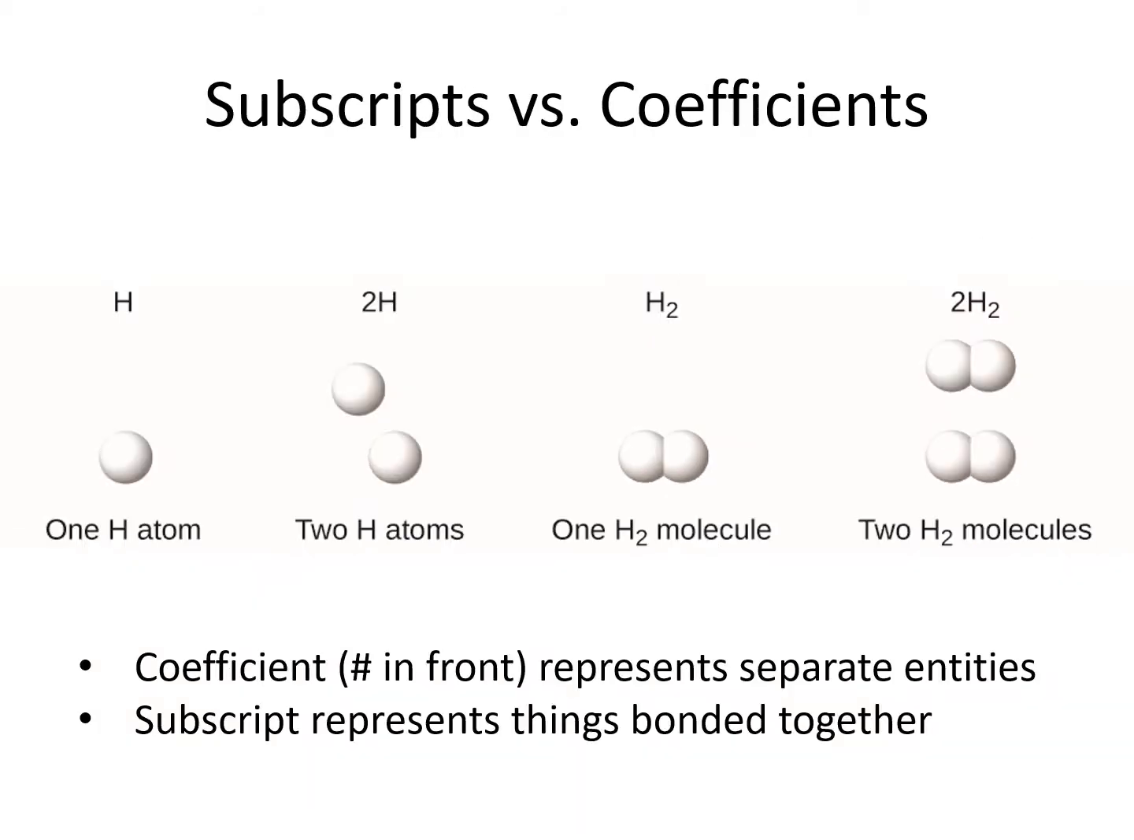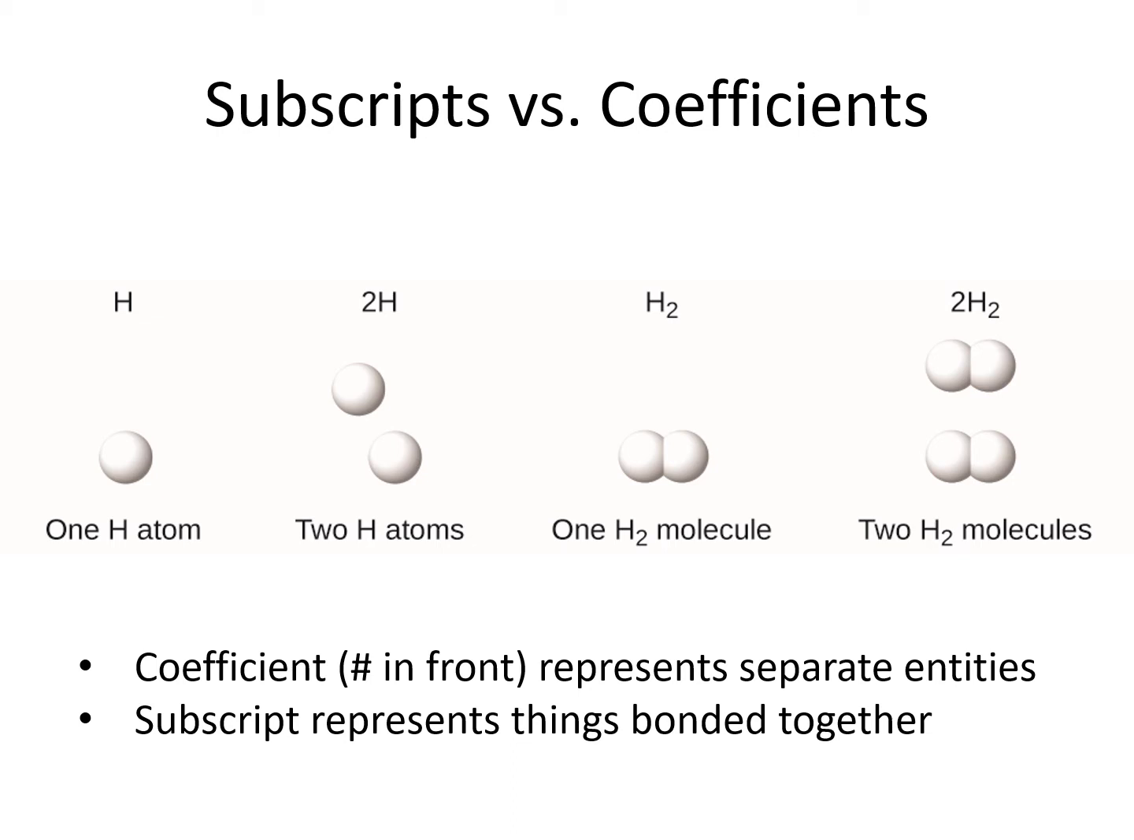The numbers associated with our molecular formulas give us important information. A number written in front of a molecular formula indicates an amount of separate items. For example, 2H means that there are 2 separate hydrogen atoms not bonded together.